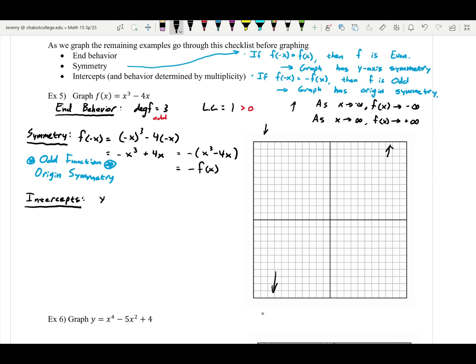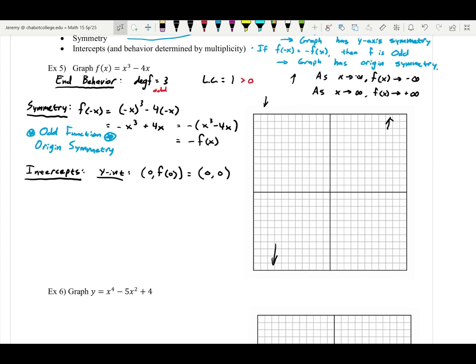I always start with the y-intercept just because it's easy or easier. It's always the ordered pair 0, f of 0. All right, so this will be the ordered pair 0, 0. That's what I get when I plug 0 into my function. So this y-intercept actually, it's right here at the origin. It's actually an x-intercept as well. So I'm kind of expecting to see, when I solve for my x-intercepts, x equals 0. So might as well do that now.